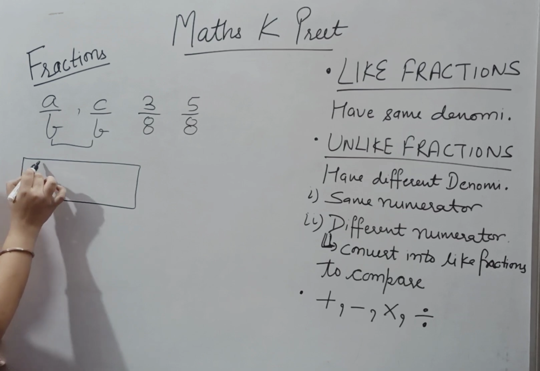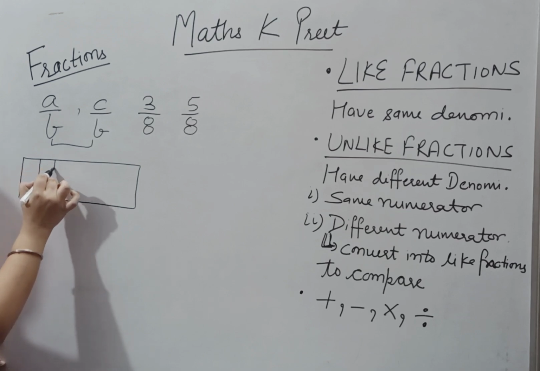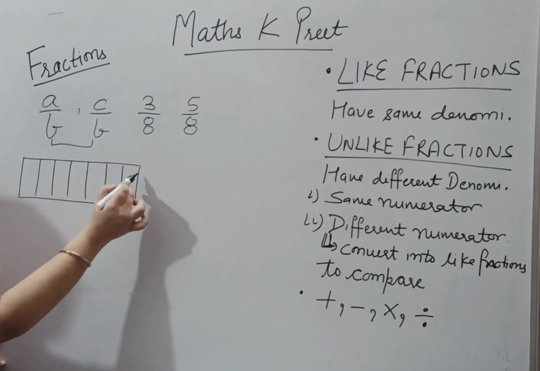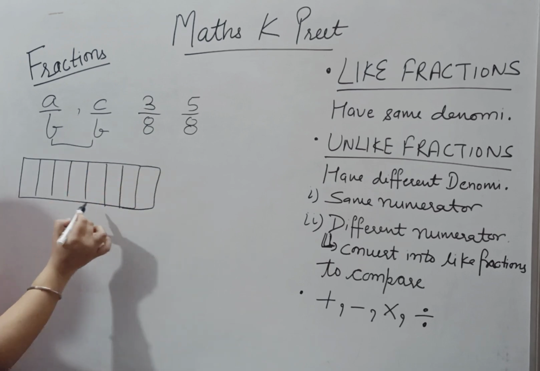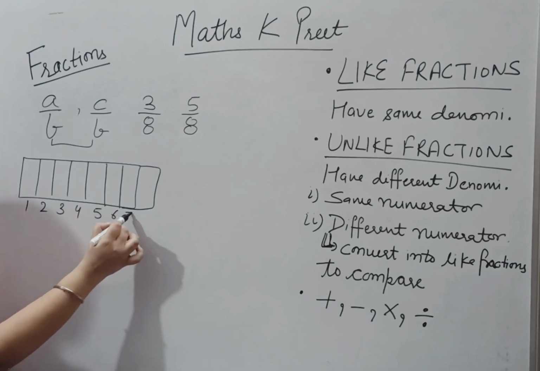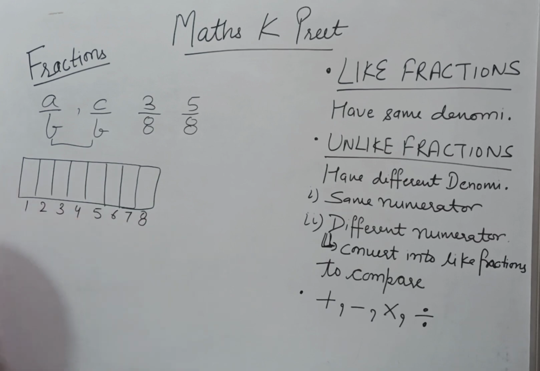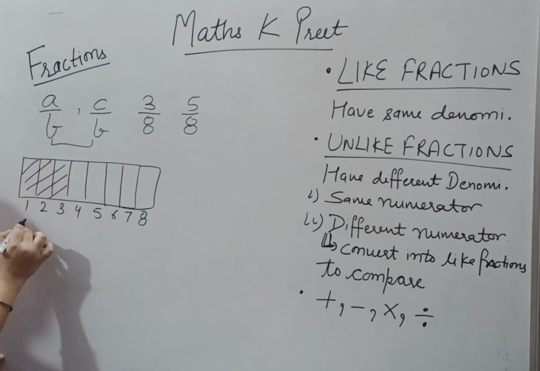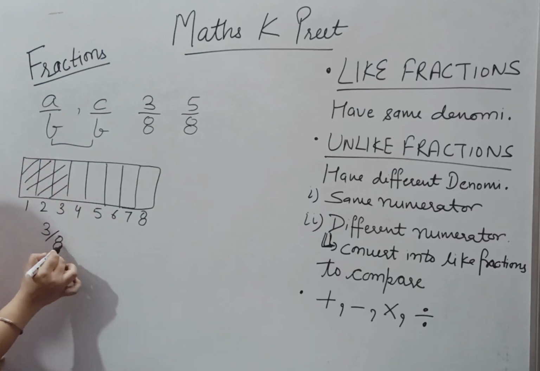I will break this whole into 8 equal parts: 1, 2, 3, 4, 5, 6, 7 and 8. These are 8 equal parts of a whole. So I am taking 3 by 8. This is the shaded area for the first fraction. This is 3 by 8.